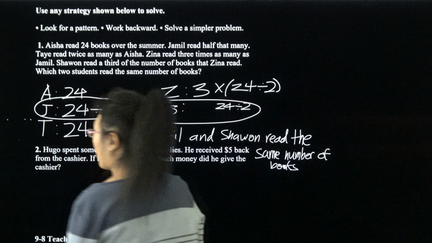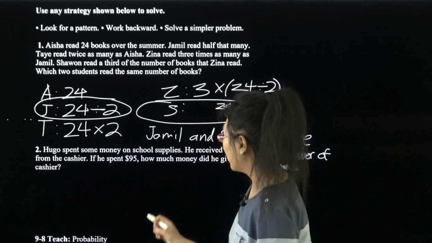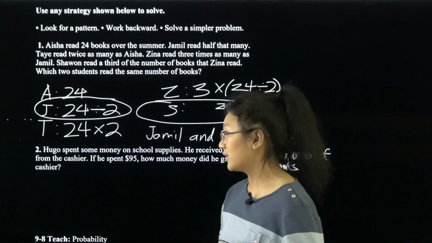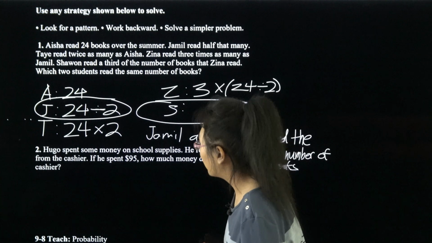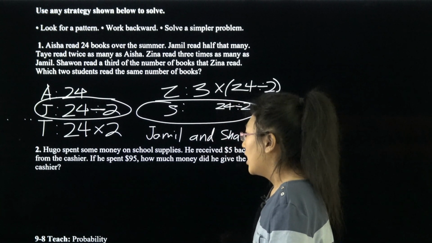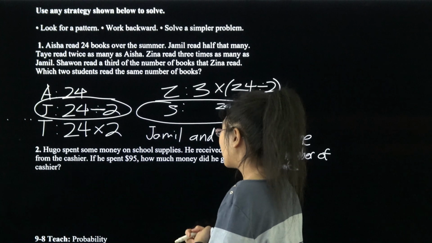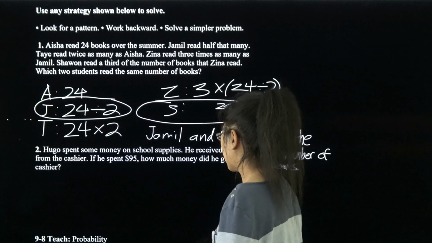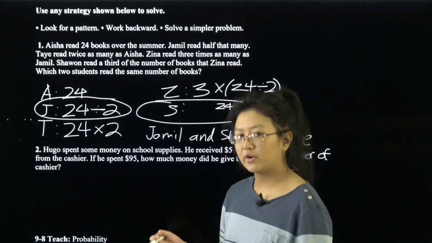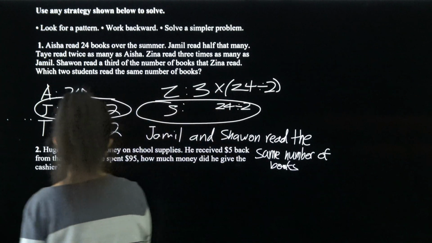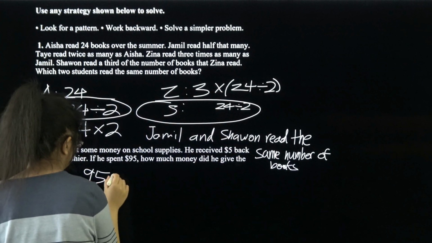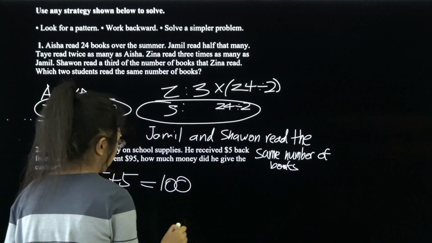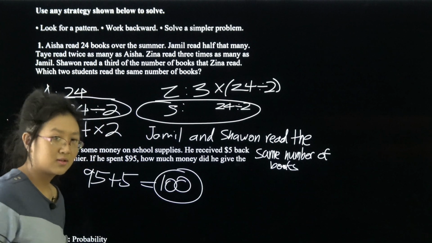Done. So, the last question of the section. Hugo spent some money on school supplies. He received $5 back from the cashier. If he spent $95, how much money did he give the cashier? So, he spent $95. The cashier gave $5 back as change. So the amount that he gave the cashier would be 95 plus 5. That's 100. He gave $100 to the cashier.